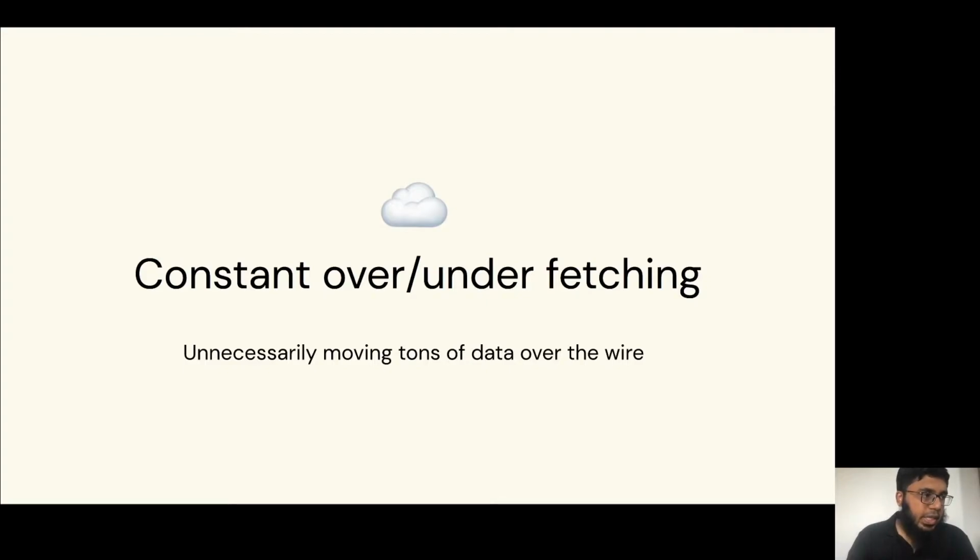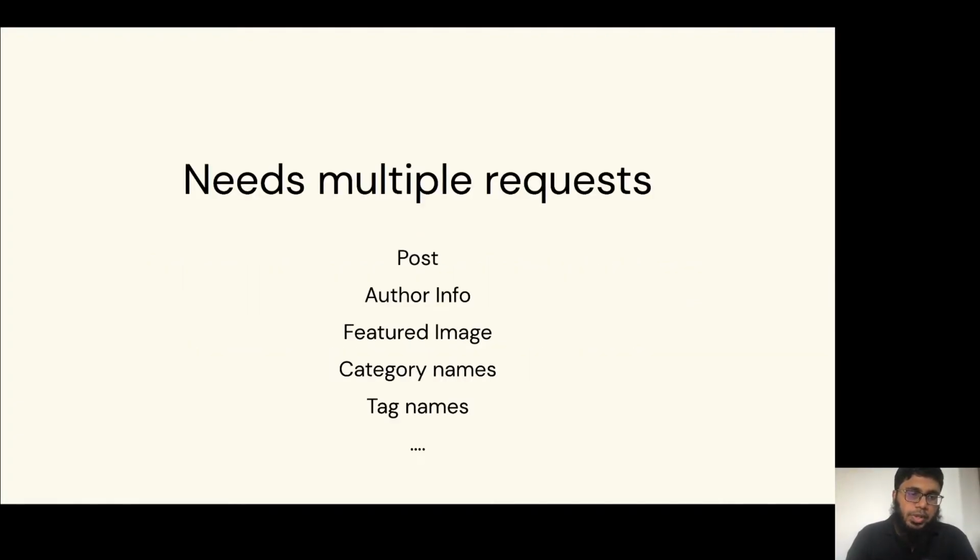We are passing tons of data over the wire, and it's not an ideal use of resource. And sometimes you will have to request data from multiple endpoints. For example, let's say you want to have a post and also its author and the featured image. Now we will have to query 3 different endpoints. Let's add the category and tags. So now we have to query 5 different REST API endpoints, which is not ideal.